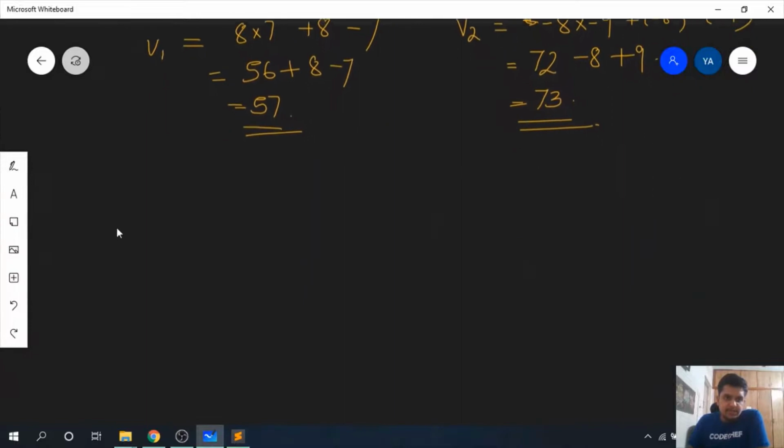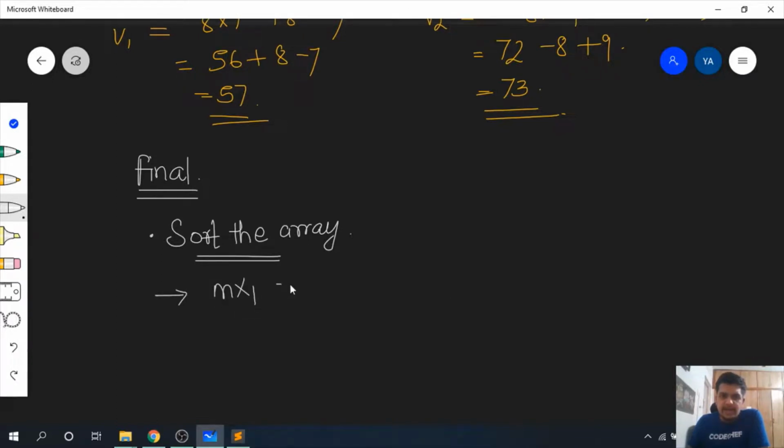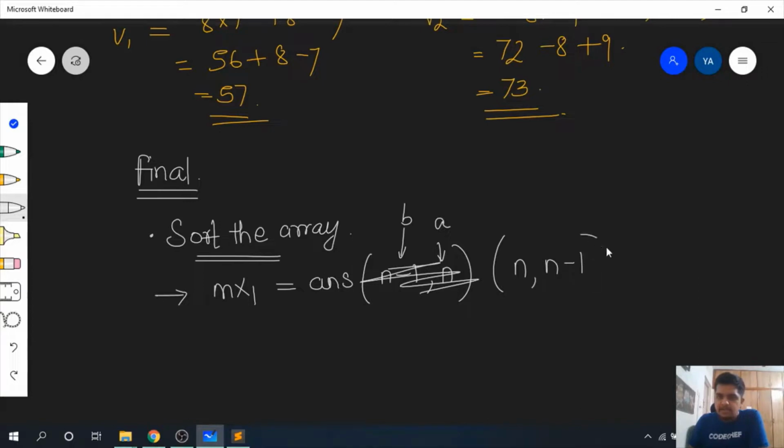So in the final solution, the first thing to do is sort the array so that we get to know which are the greatest and lowest elements. Now, once we have sorted the array, let us take the first case where we define our mx1 as our answer with the top two greatest elements, that is the n minus 1th element and the nth element, where n is A and n minus 1 is B. So maybe I should write it like this: answer of n, n minus 1, where n is A and n minus 1 is B.